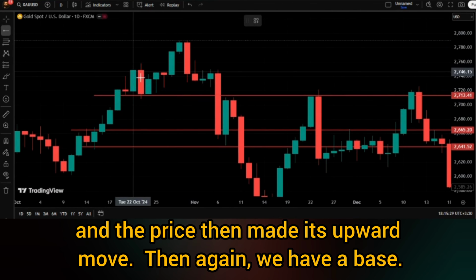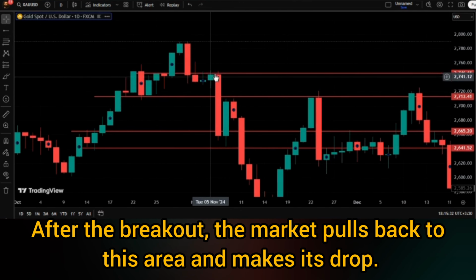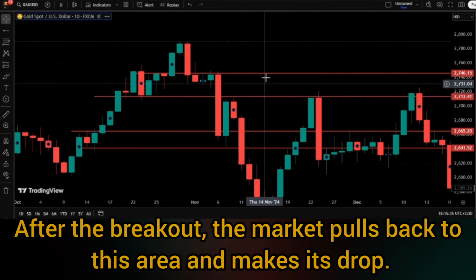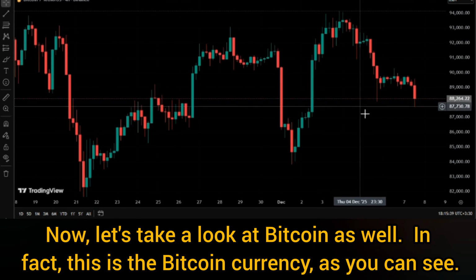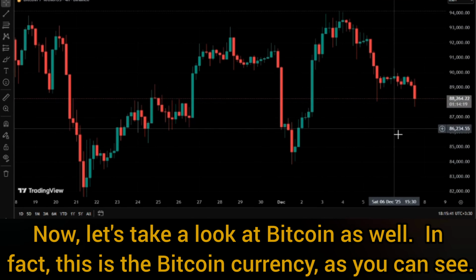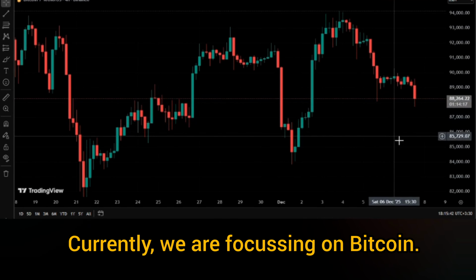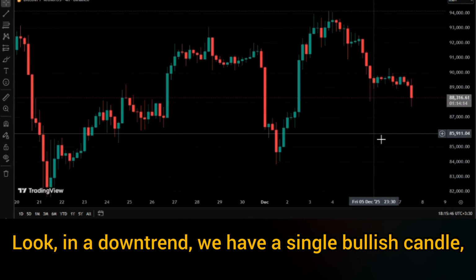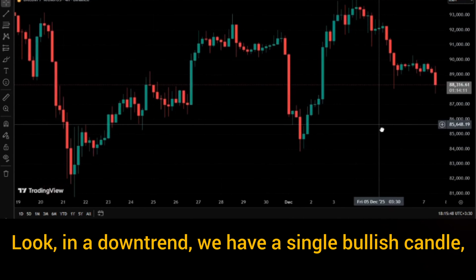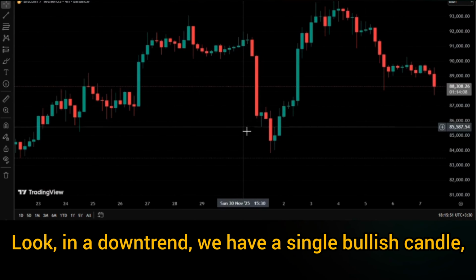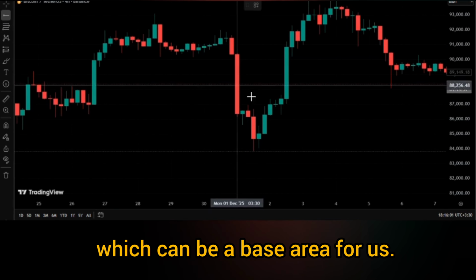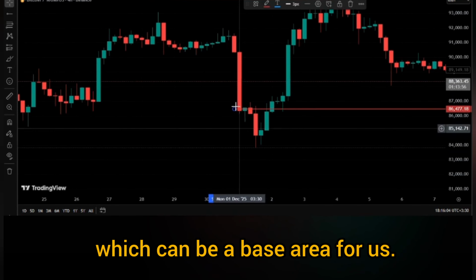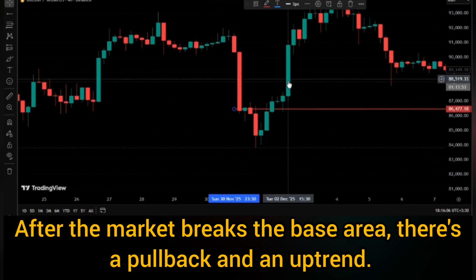Then again we have a base. After the breakout, the market pulls back to this area and makes its drop. Now, let's take a look at Bitcoin as well. In fact, this is the Bitcoin currency, as you can see. Currently, we are focusing on Bitcoin. Look. In a downtrend, we have a single bullish candle, which can be a base area for us. After the market breaks the base area, there's a pullback and an uptrend.